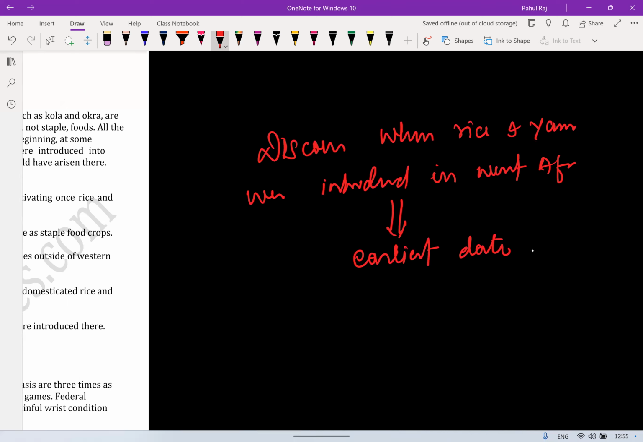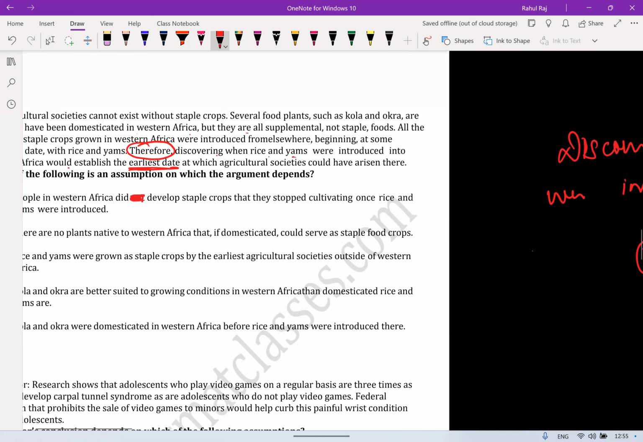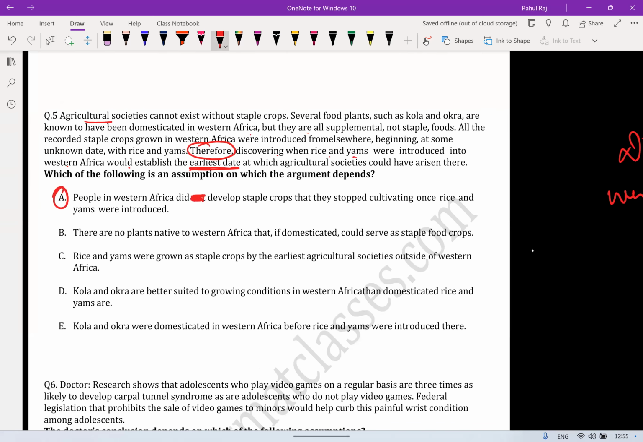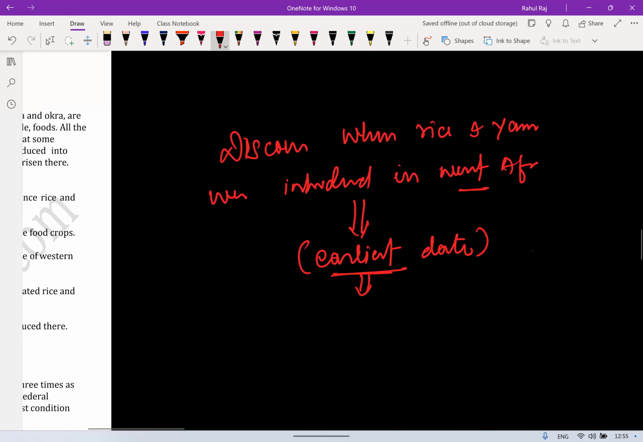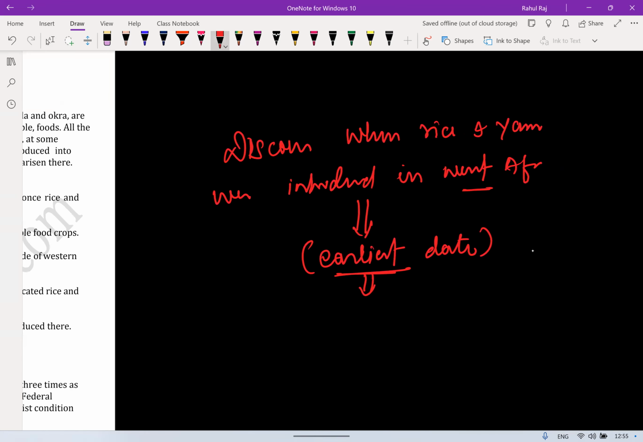If you discover when rice and yams were introduced into Western Africa, what will happen? It will give you the earliest date when agriculture society began, because they say that agriculture society will not begin in Western Africa till staple foods are grown over there. That is given to me in the fact. They have directly told us agriculture society cannot exist without a staple crop. And then they have concluded that when you discover when rice and yams were introduced into Western Africa, this will give you the earliest date. Is this conclusion with respect to the fact understood or not? Anyone, any doubt over here? Right? Will give you the earliest date.